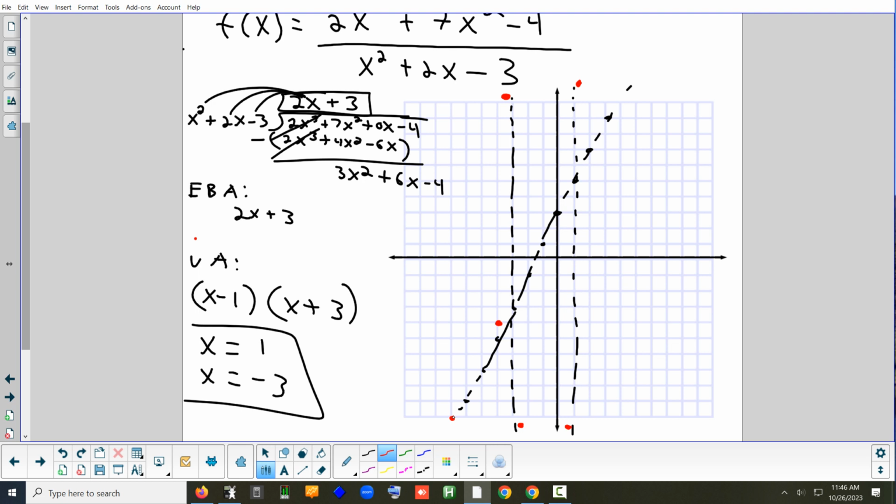All right. So what's going to happen here? This is going to stay really close, then all of a sudden start to curve and get really close to that one. All right, so there's that one.